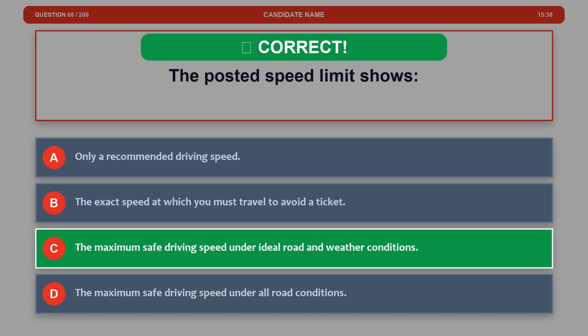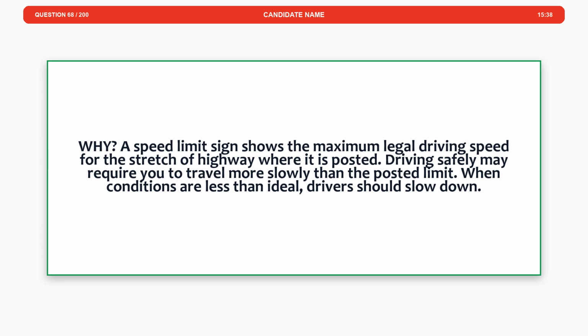The correct answer is option C, the maximum safe driving speed under ideal road and weather conditions. Explanation. A speed limit sign shows the maximum legal driving speed for the stretch of highway where it is posted. Driving safely may require you to travel more slowly than the posted limit. When conditions are less than ideal, drivers should slow down.